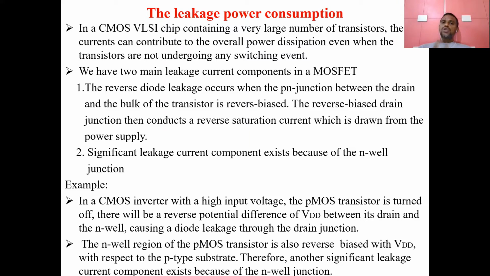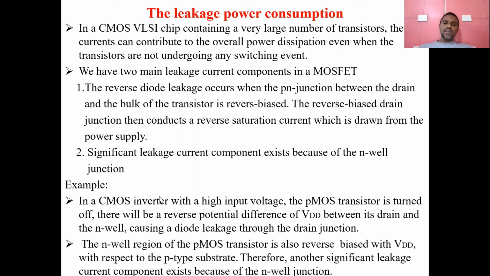Whenever those junctions between the drain and substrate, or we can also call them source and N-well, are reverse biased, a reverse saturation current will flow that causes leakage power consumption for us. So these two are the important leakage currents we have in a MOSFET.